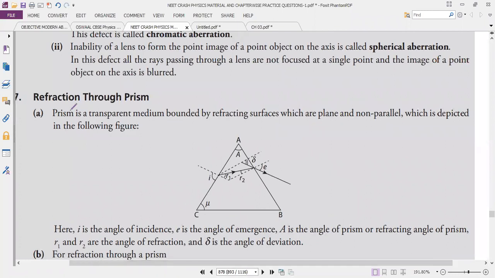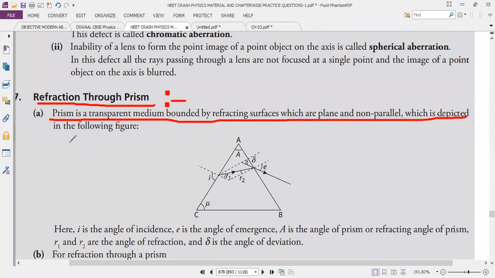The refraction through a prism. What is a prism? A prism is a transparent medium bounded by refracting surfaces which are plane and non-parallel, as depicted in the following figures, like a triangle. But you want to write the definition properly. What is a prism? It is there in the practical syllabus also.